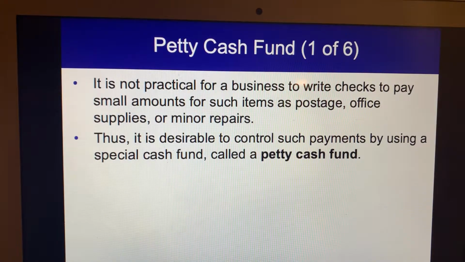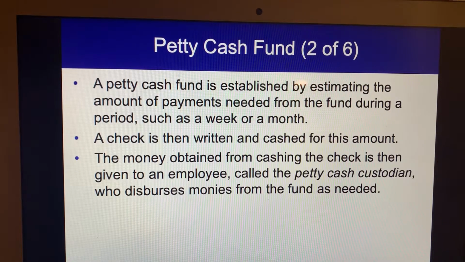It is not practical for a business to write checks to pay small amounts for such items as postage, office supplies, or minor repairs. Thus, it is desirable to control such payments by using a special cash fund called a petty cash. Okay, that's just cash that's laying around in the till or the register or the bank vault, or a little cash safe. A petty cash fund is established by estimating the amount of payments needed from the fund during a period such as a week or a month.